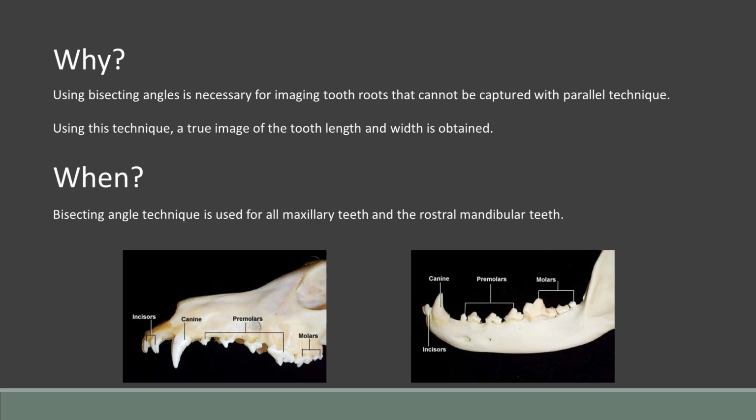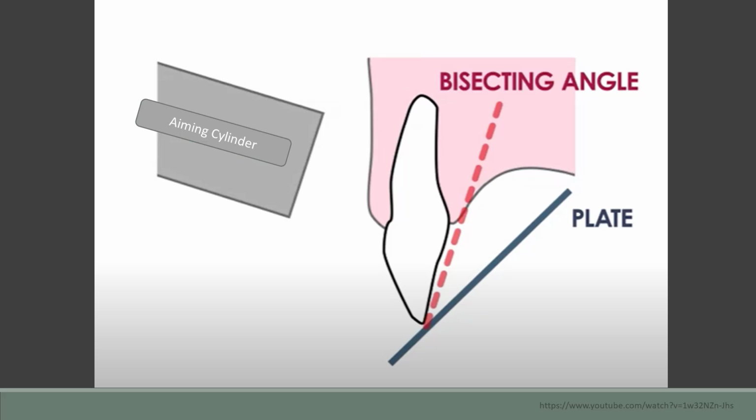The use of bisecting angle technique is necessary in dental radiography because we can only use parallel technique for the caudal mandibular teeth. But by using this technique, we can still obtain a true image of a tooth's length and width. Using this technique, we try to place the aiming cylinder perpendicular to the imaginary line that bisects the angle between the root of the tooth that needs imaging and the sensor plate.